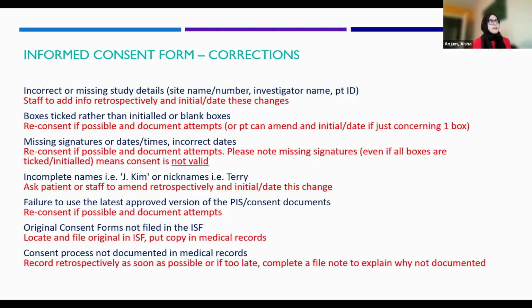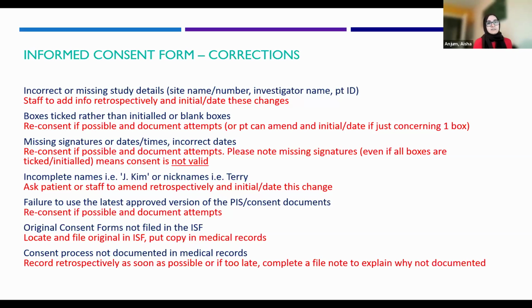Just to go on to how we should rectify some of these mistakes. It's fine for staff to add study information retrospectively and initial and date these changes on consent forms, things like the site name or number or the patient ID. That can be added by staff. Boxes being ticked rather than initialed cannot be corrected by staff. This needs to be done by the patient themselves. Ideally, they need to be reconsented, and they need to complete a new form with initials next to the boxes.